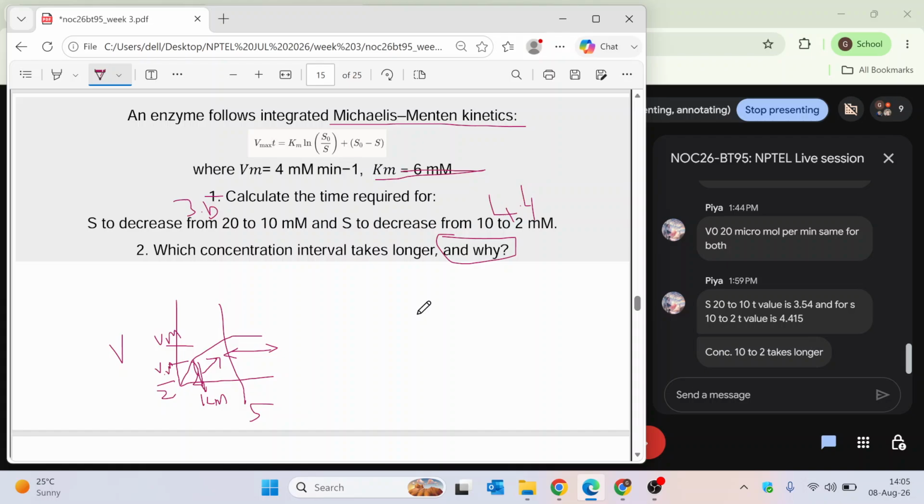But when you talk about the second case, where it has to fall from 10 to 2 millimolar, the substrate concentration is going to fall significantly below your Km value. So this is where the enzyme is not going to be saturated. In the first case your enzyme is going to be saturated, but in the second case the enzyme is not going to be saturated. So here the reaction rate is going to drop. As you can see, below Km, your reaction rate at this point is going to drop.